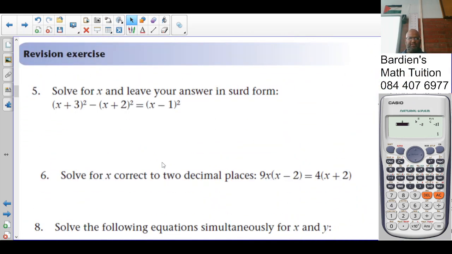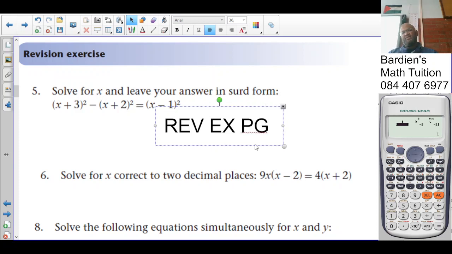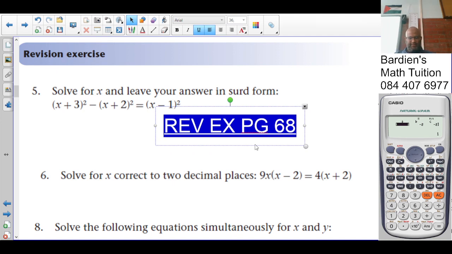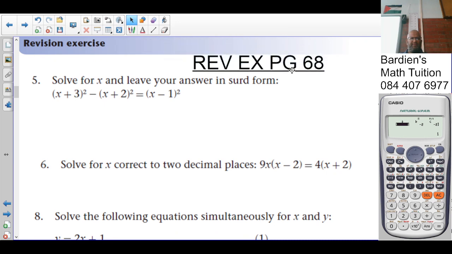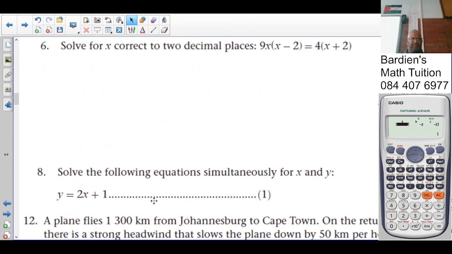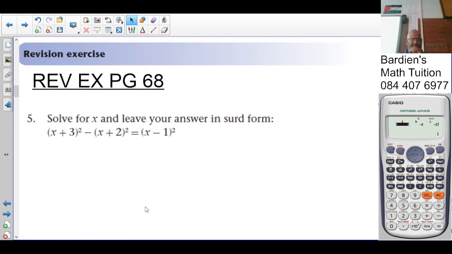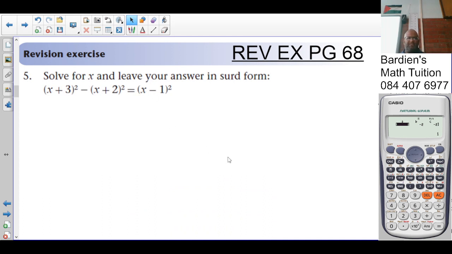Alright, revision exercise, page 68. We are told: solve for x and leave your answer in surd form. Okay, so importantly here, just get rid of the brackets.